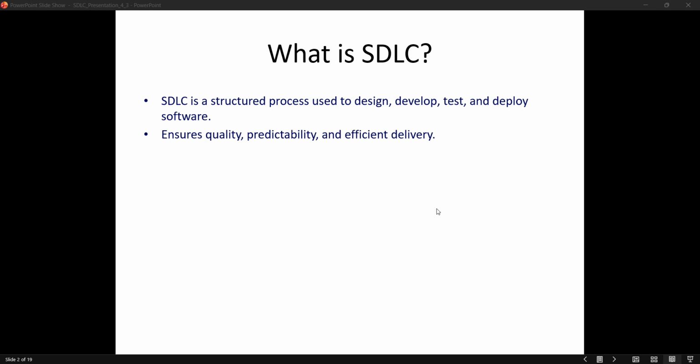SDLC is a structured process followed by software development teams to design, develop, test, and deliver software. It ensures that software is created in a predictable, efficient, and high quality manner. It provides a roadmap for teams to follow, reducing risk and improving communication across the project.